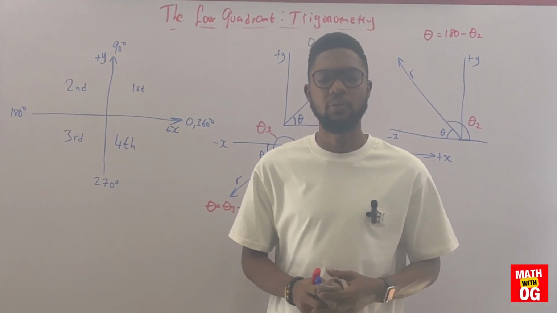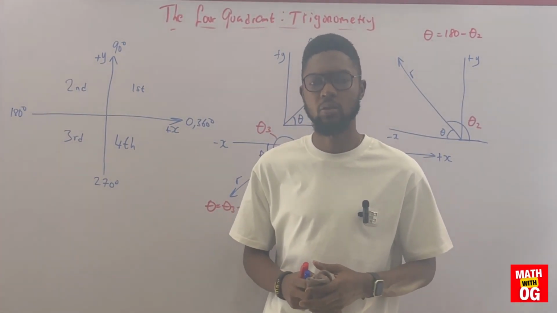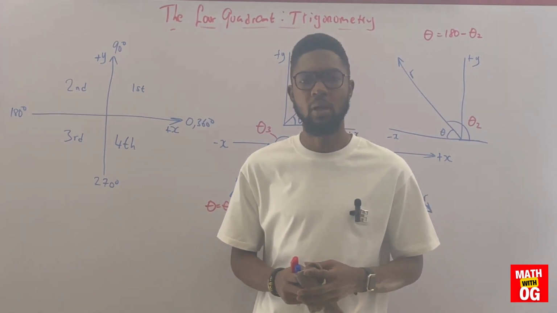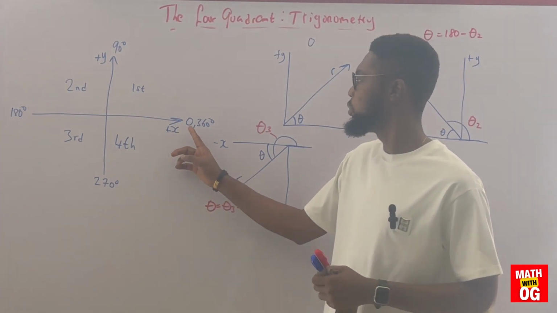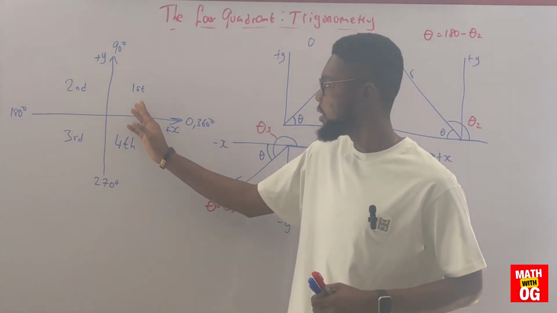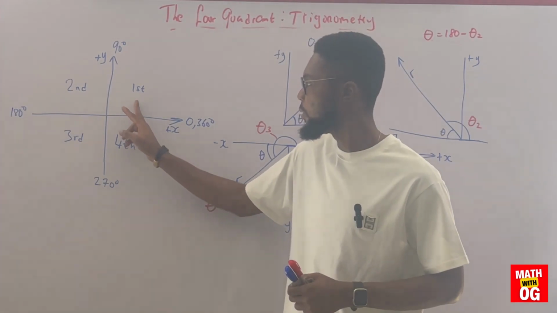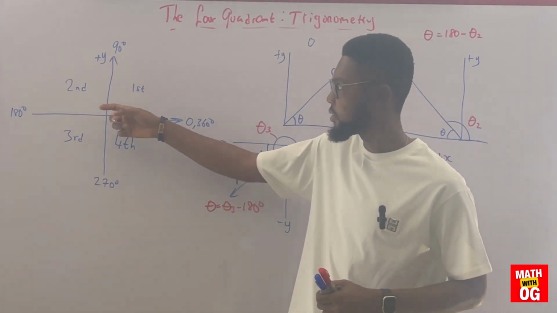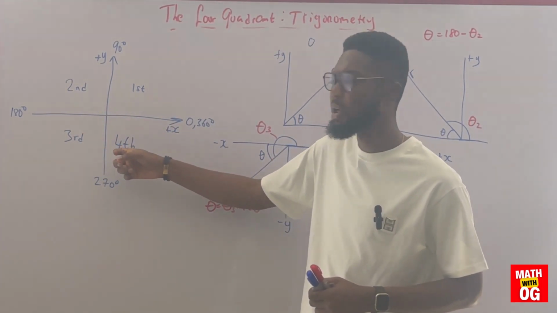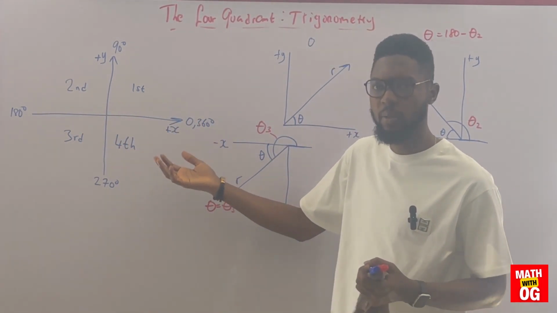Welcome back, guys. In this video, we'll be taking a look at the four quadrants. So what do we mean by the four quadrants? In trigonometry, when we divide our angles ranging from 0 to 360 into four different places, we call them the quadrants. So this is the first quadrant, second quadrant, third quadrant, and fourth quadrant.